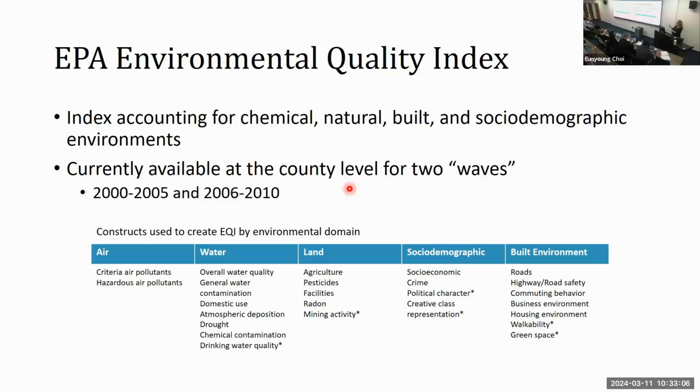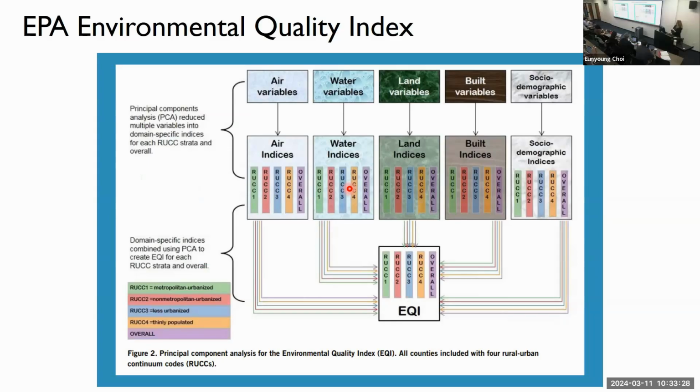It's currently available at the county level for 2 years, so it meets my criteria that there has to be at least 2 years of time points. And you can see all of the different characteristics that they put into their index. What we're going to try to do, which we haven't started this work yet, is to see if we can create a similar index at a tract level and maybe with more refined temporal availability.